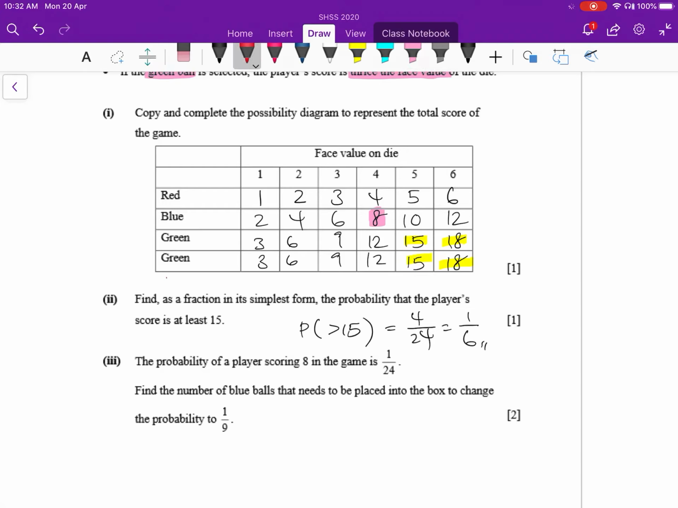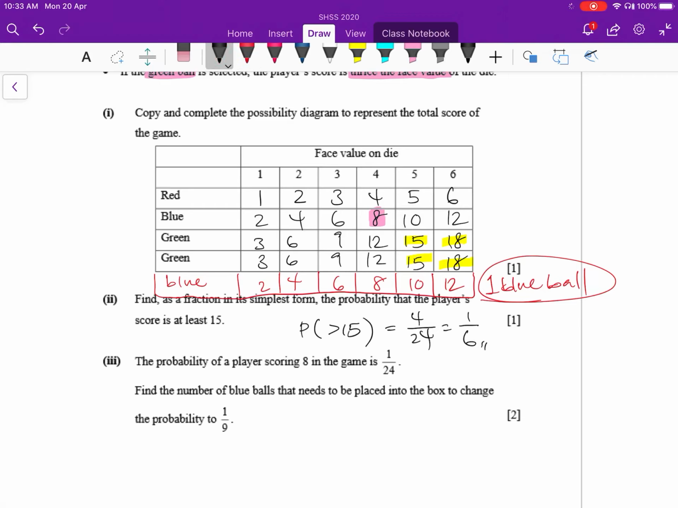However, if you notice, every blue ball that you add, there will be 6 additional possibilities. So 2, 4, 6, 8, 10, 12. That is just one blue ball. You add one blue ball into this, there will be 6 additional possibilities. So one blue ball will become 6.